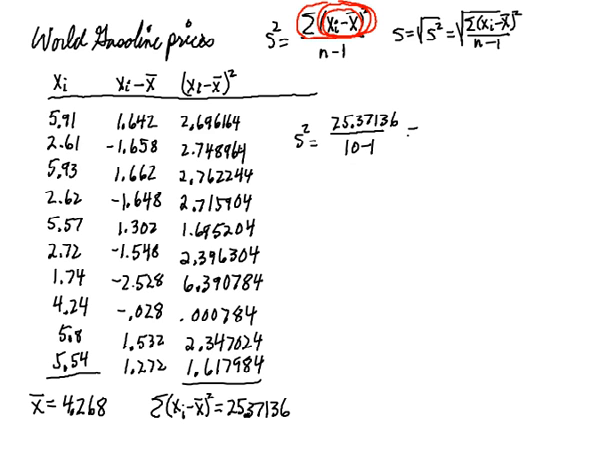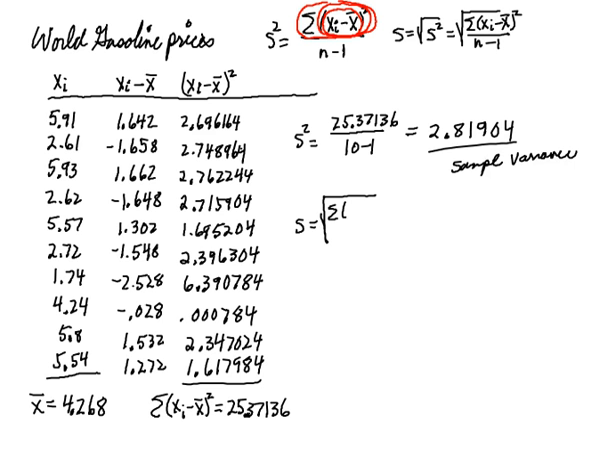Putting that into the calculator, 25.37136 divided by 9 is 2.81904, which is our sample variance. We could just take the square root of that to get the standard deviation. The standard deviation is going to be probably the most common calculation that we'll make for variance.